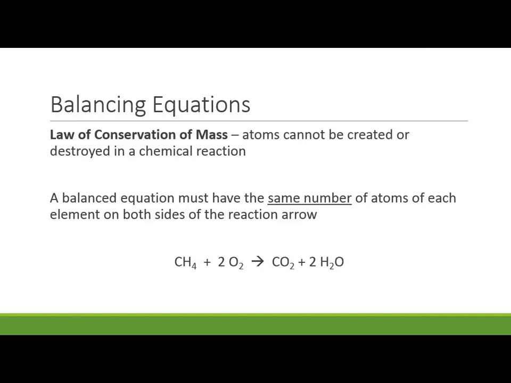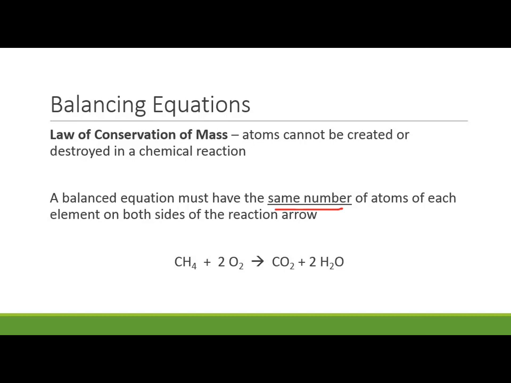Now we're going to apply this to the atoms themselves. So atoms cannot be created nor destroyed in a chemical reaction. If I have 10 carbon atoms at the beginning in my reactants, I have to have 10 carbon atoms at the end of the day in my products. So a balanced chemical equation always has to have the same number of atoms of each element on both sides of the reaction arrow.